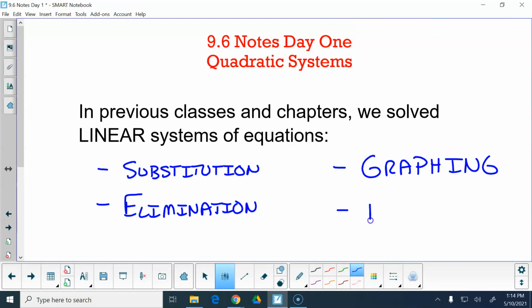Graphing and matrices. Okay. But those only work on linear systems. All four of those work on linear systems. Plus, there's Cramer's rule and augmented matrices. There's a couple of different more out there that we didn't go over.